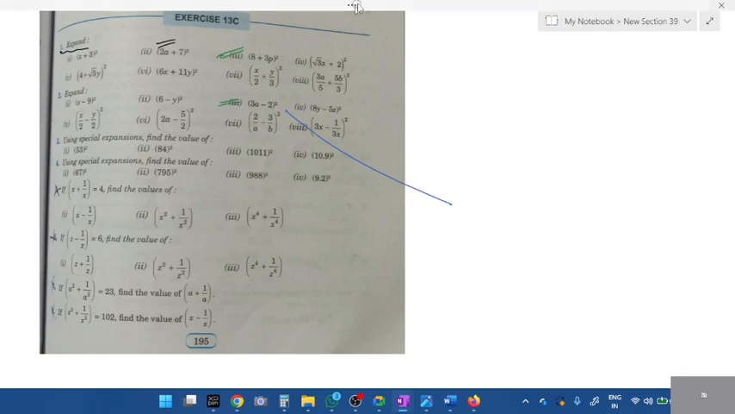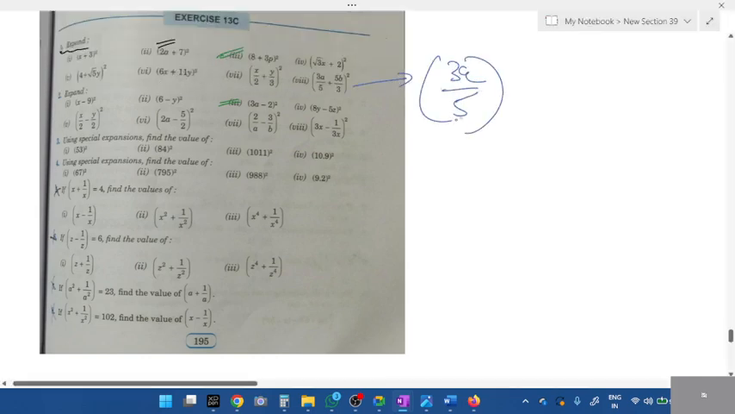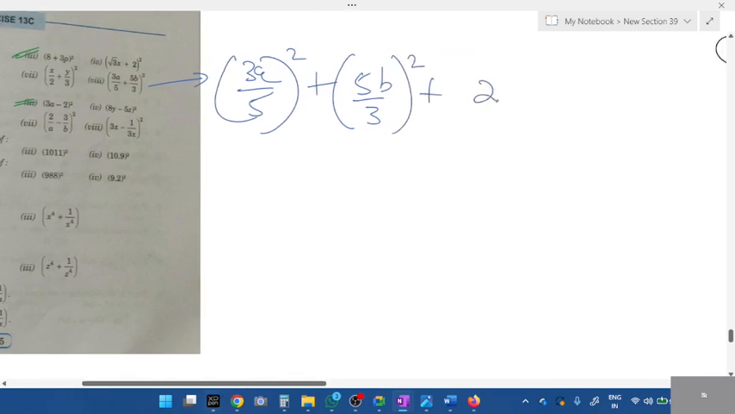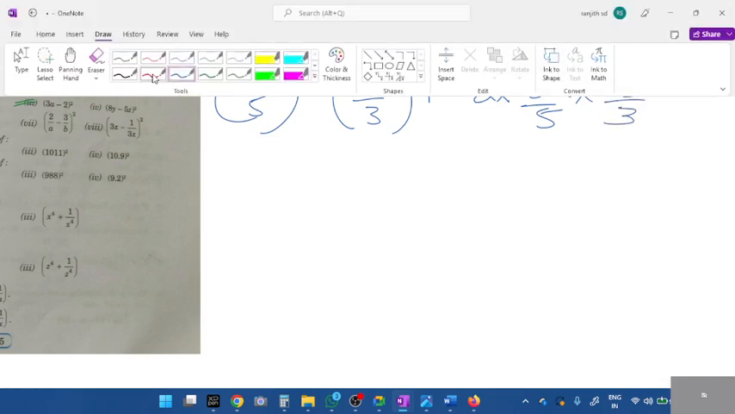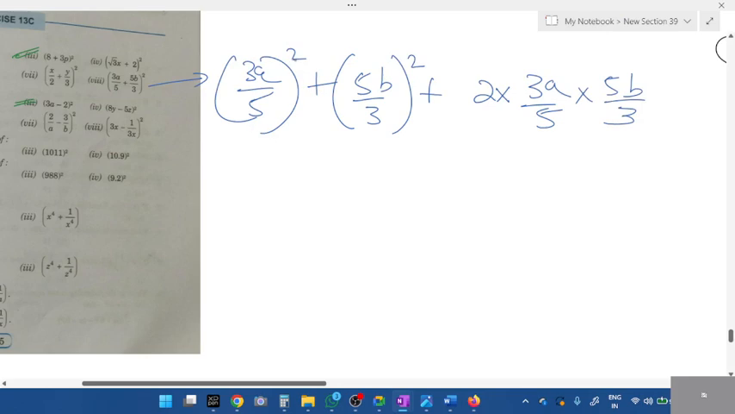What if two values are there? They ask only these types of questions. See, a square, this is a square plus this is b square plus, I'm just writing the direct answer, a square b square plus 2 into a value 3a by 5 into b value 5b by 3. Open the bracket, answer this, students. When you open the bracket, what do you get? This 2 you have to multiply with all three. 9a square divided by 25.